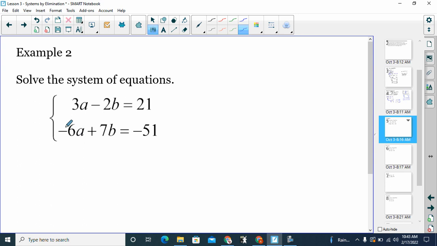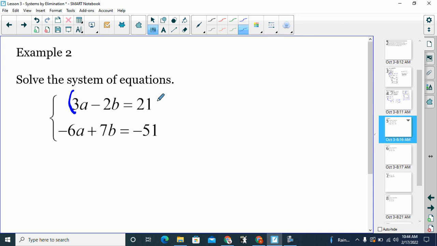So what we want to do is we want to make this system so that it looks like the one in example 1 where I can add the equations together and cancel. And we can do that by multiplying one of the equations by anything we want, as long as we multiply the whole equation, both sides of my equation, by that number. So looking at the a's here, I've got 3a, and then I've got minus 6a. So they'll cancel if this one, instead of being a 3a, was a 6a. If this was positive 6a and then minus 6a, they would cancel.